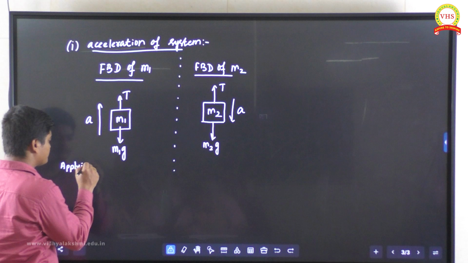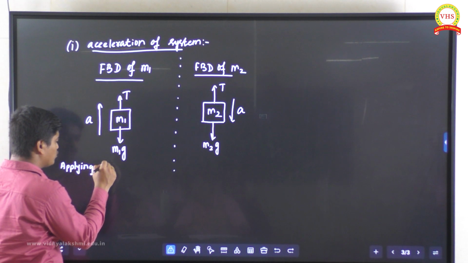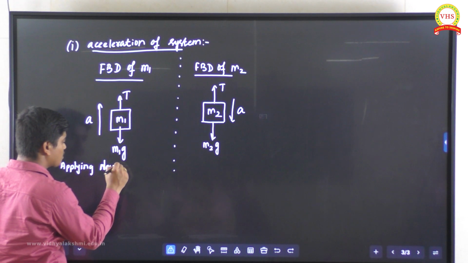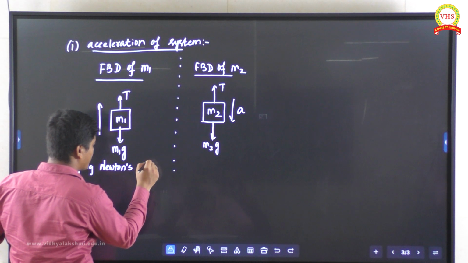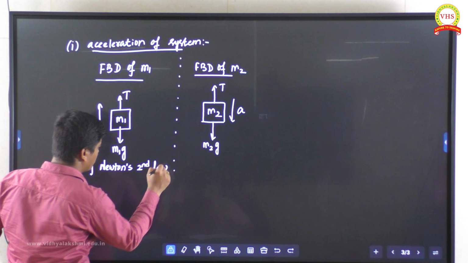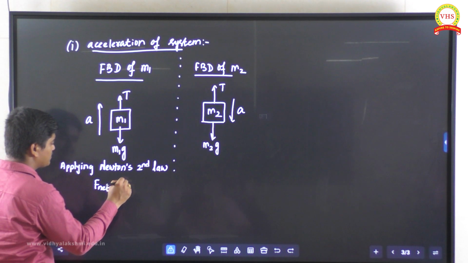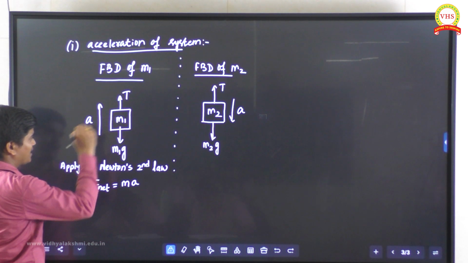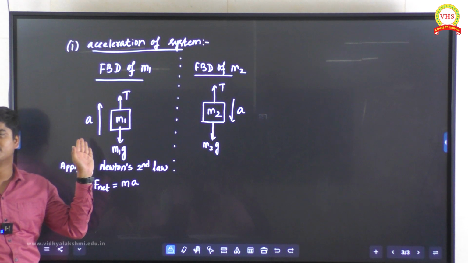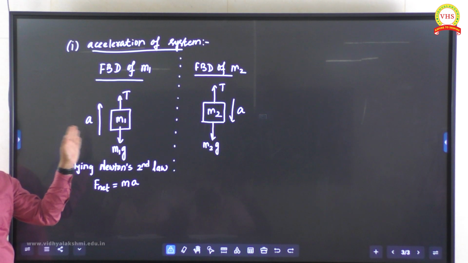Now can you apply Newton's second law here? If you apply Newton's second law, what can I write? Total F net equal to what? Mass times acceleration. What is the net force here? Girls, say please, what is the net force here?